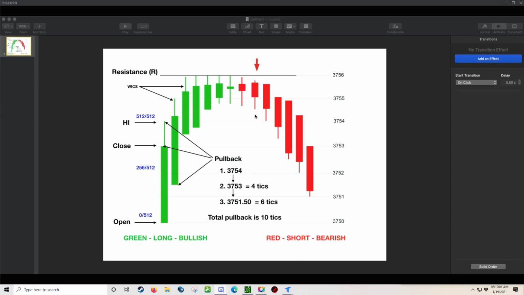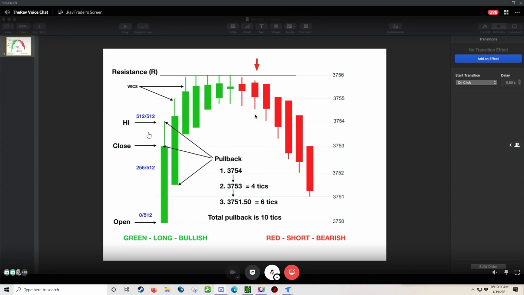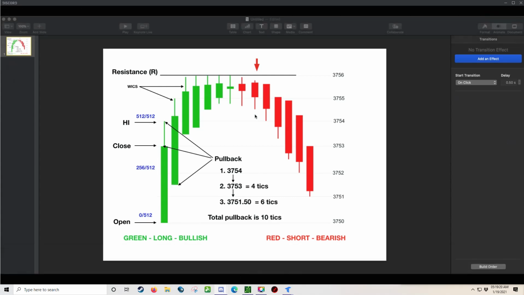Another thing is, you see the pullback. If you get into the trade between the 256 level and the 512 level, you're gonna be down into the negative, because look where it pulls back to the open. So you don't want to get into a trade late on the counter. You want to get into that trade between the 0 and the 256 level. That way, your next candle will run up and you're going to be into the positive.